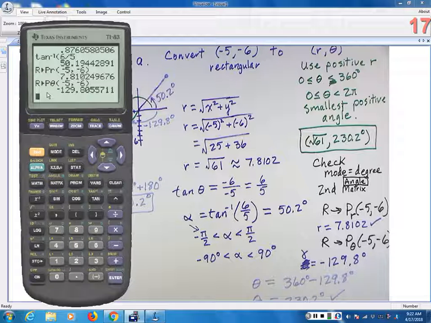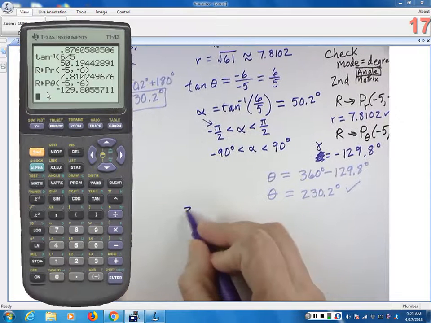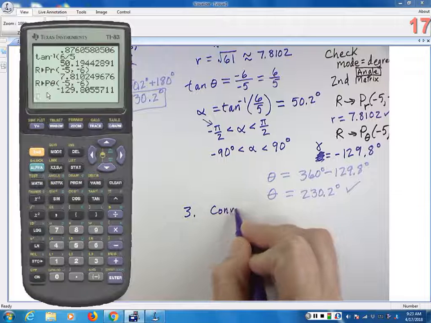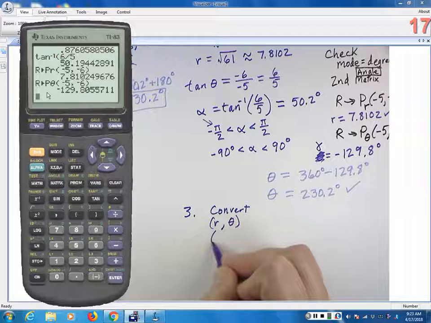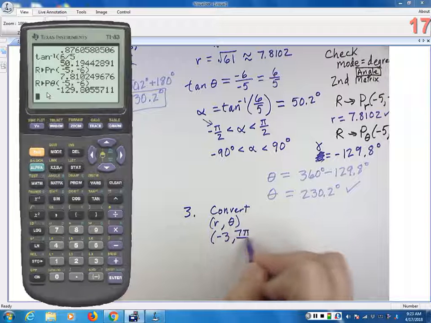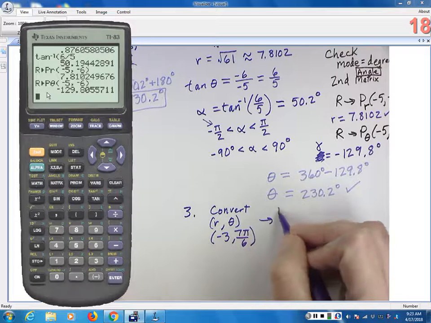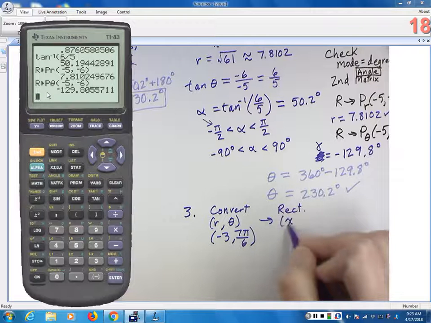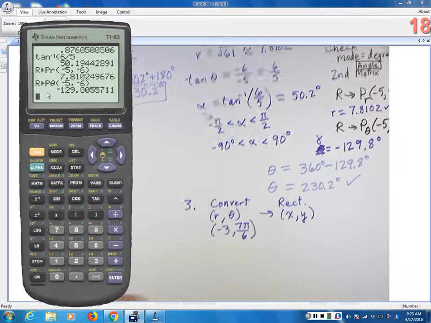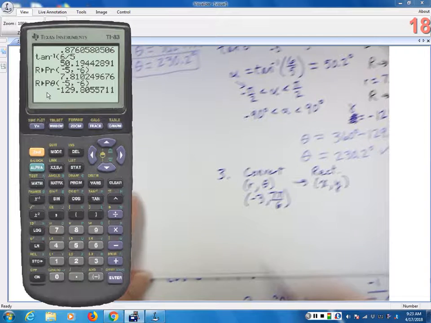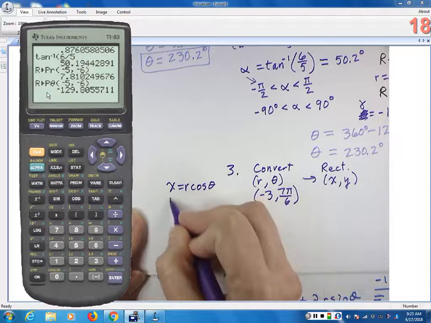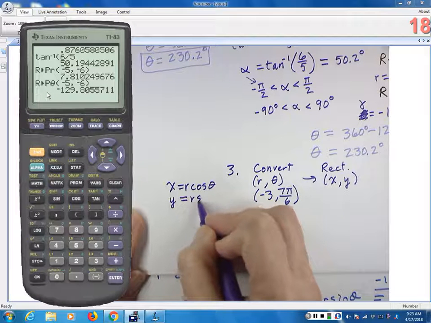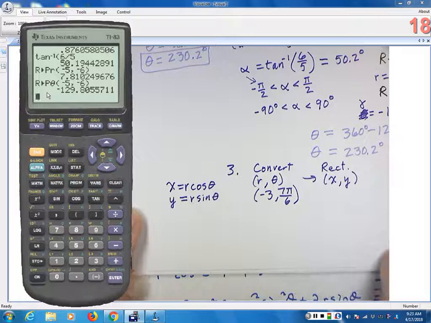Number 3 was convert (r, theta), which is (-3, 7 pi over 6), to rectangular (x, y). So you're supposed to use the equations x equals r cosine theta, y equals r sine theta. And that's all you have to do.